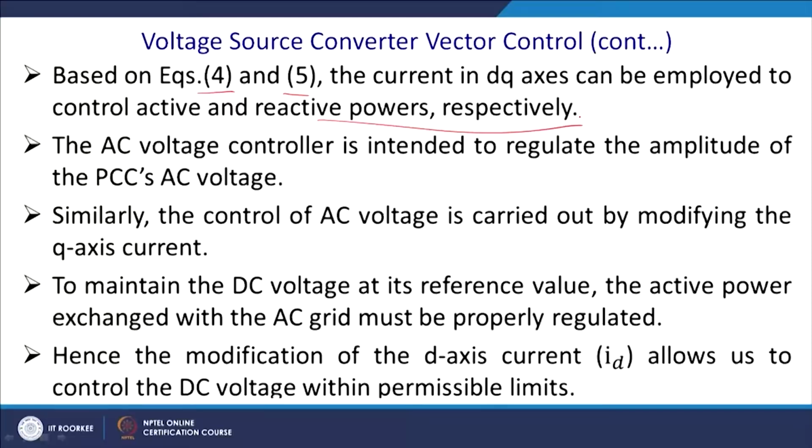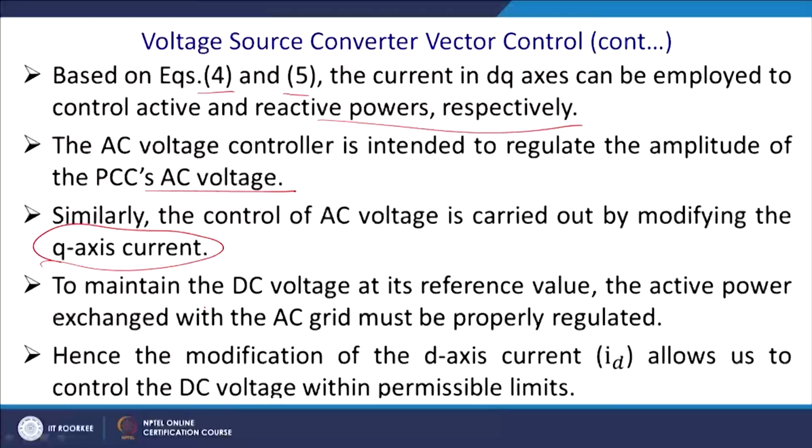So, you can see that only the current is sufficient to control. The voltage controller is intended to regulate the amplitude of the voltage at the PCC. That is something that comes into the picture once you have a voltage disturbance, sags and swells. Similarly, control of the AC voltage is carried out by modifying the Q axis current. So, if you terminate a load with a capacitor, your terminal voltage will swell up, as simple as that, and thus you require to change the Q axis current.